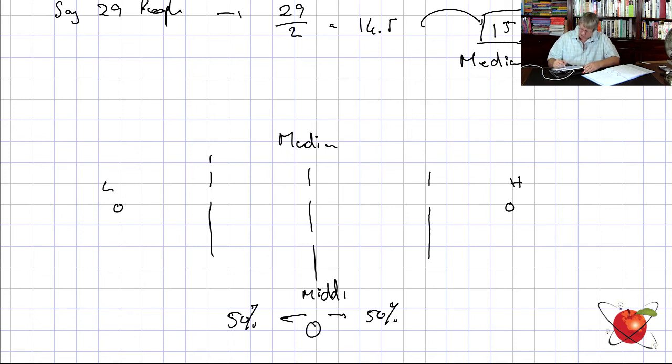The median is called Q2. This is called Q1 and Q3. Okay? What are they saying? And how do you do it? Well, simple. You find the median first. Then you find the median again. This is Q1. So 25% lie there and 25% lie there.